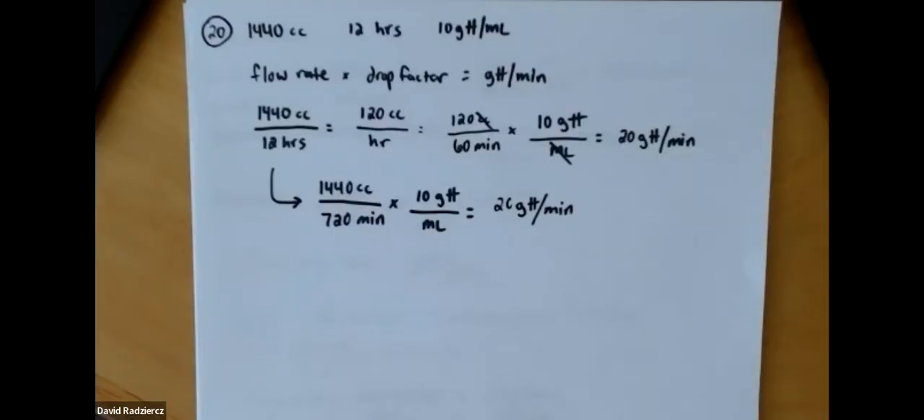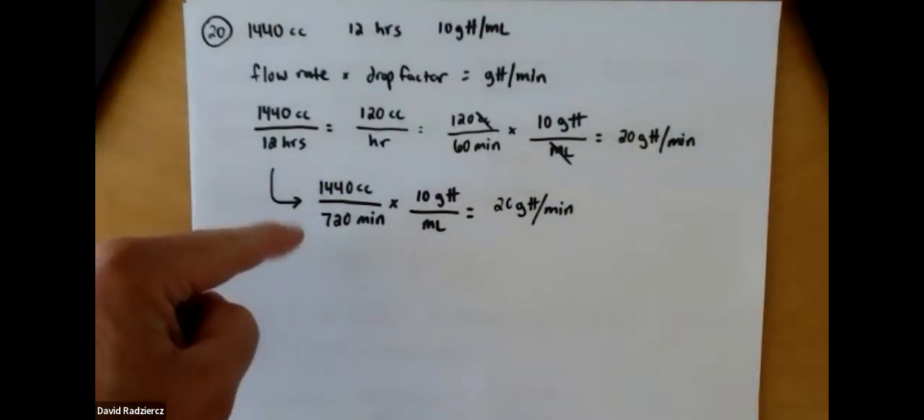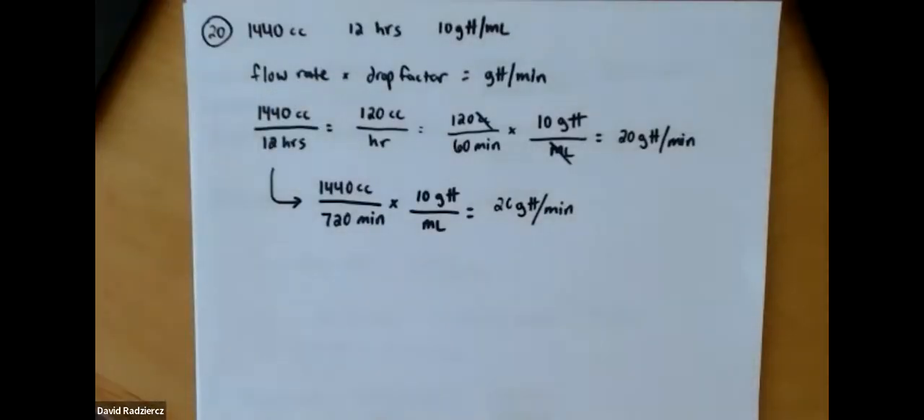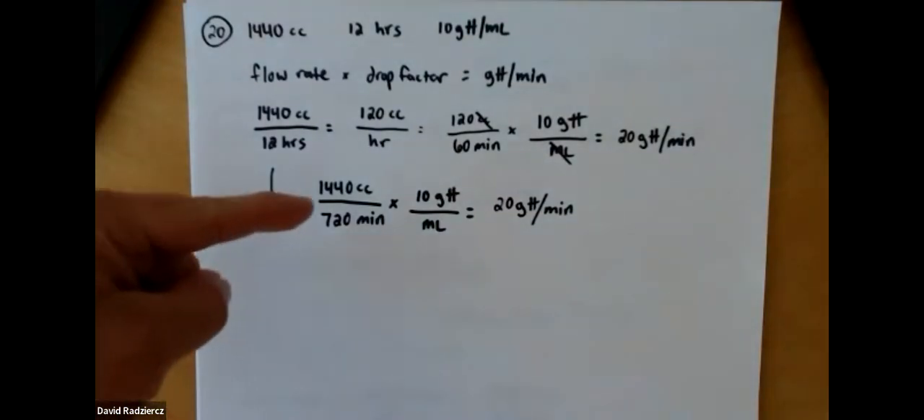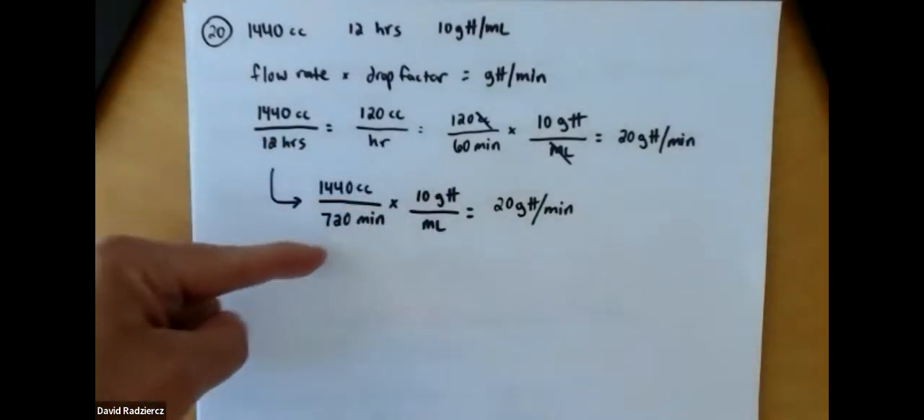So you multiply what's on top first, right? You said? Yes. And then you divide it. Mm-hmm. Now, when I do this in my head, 1440 over 720 is 2 times 10. You can do it that way if you want as well. But typically, for simplification purposes, multiply across the top and then divide by whatever's in the bottom.